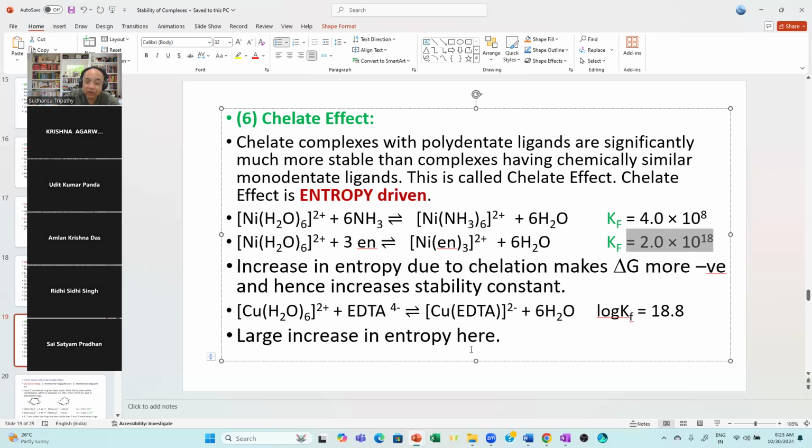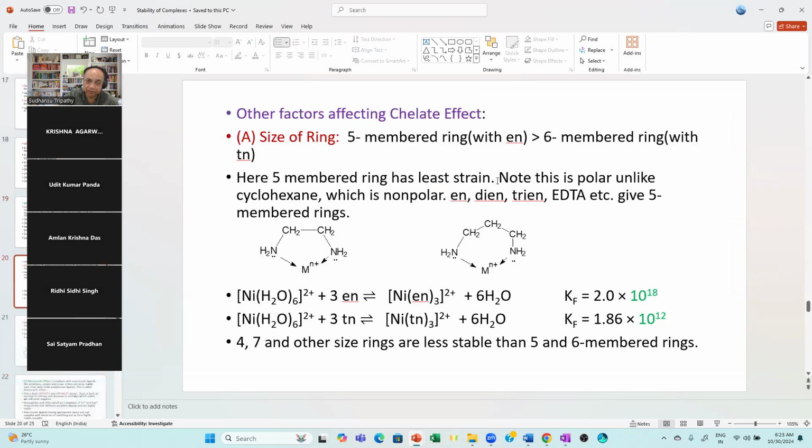But first, it is entropy driven. Had it been 6 plus 1, 7, 7. Here 1 plus 1, 2, and this will be 6 plus 1, 7. So the entropy factor is the main one. First, chelate effect. Once you get a question on chelate effect, it is entropy driven.